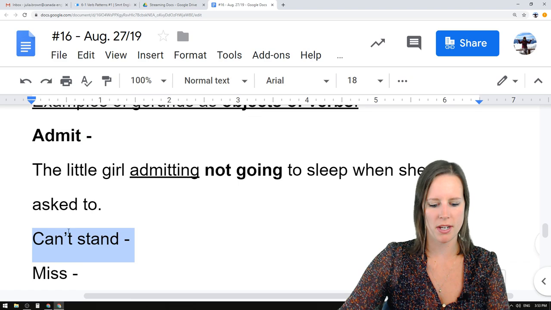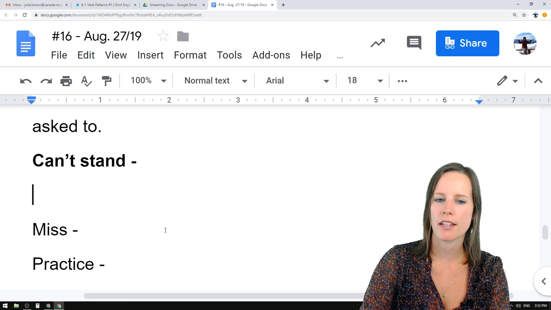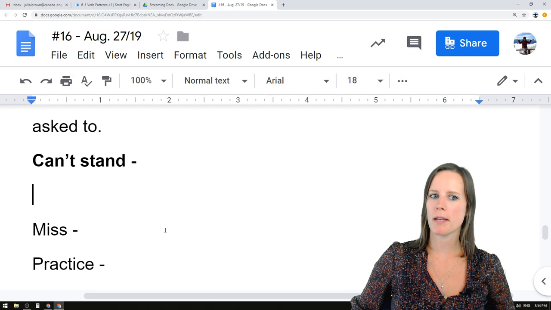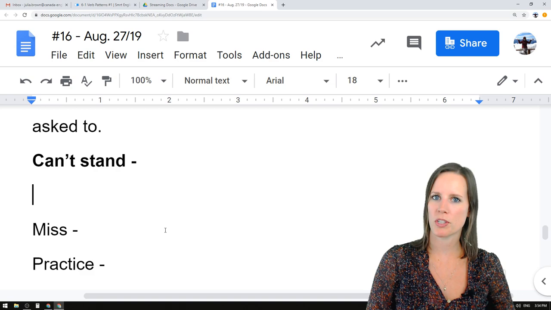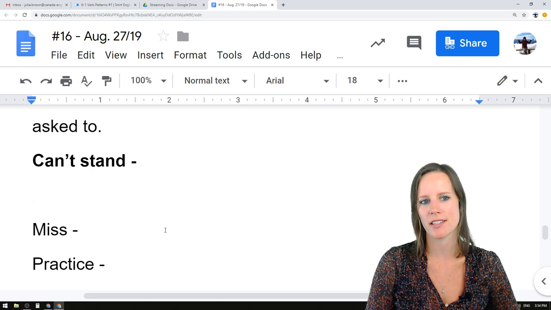Can't stand is also commonly followed by a gerund. Amir, good example. The criminal admitted doing this action. Ben, the young boy can't stand for himself. I think maybe you mean can't stand up for himself, in which case you mean like, say, hey, don't talk to me that way. But if you mean physically he can't stand for himself, that's a good sentence. But again, we're not using a gerund.